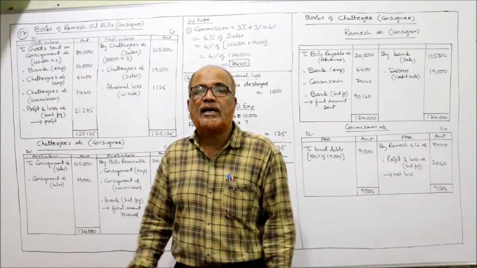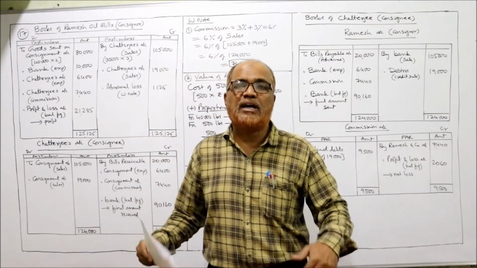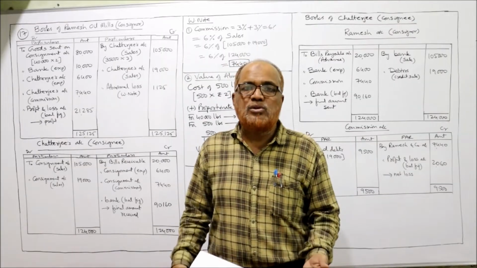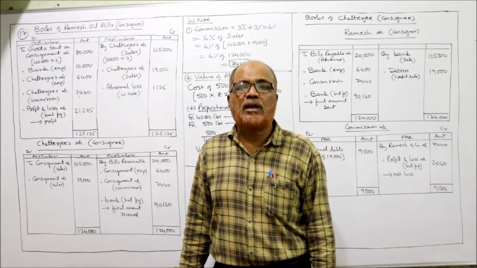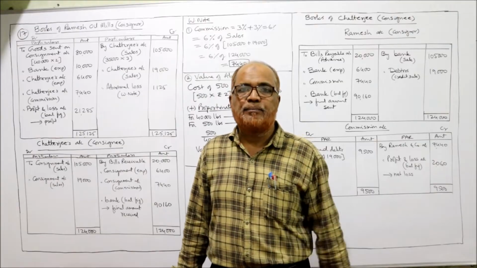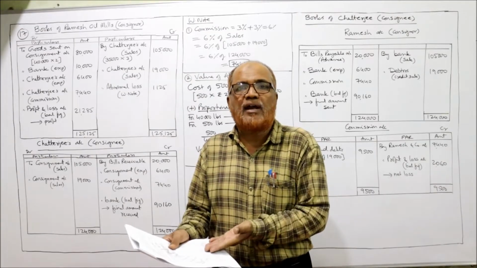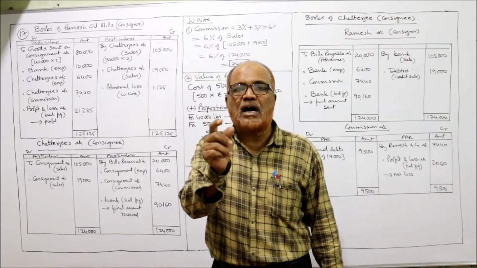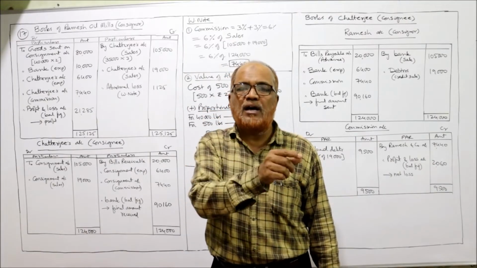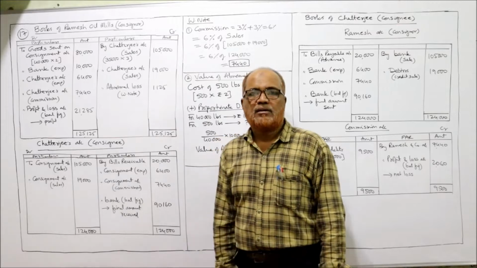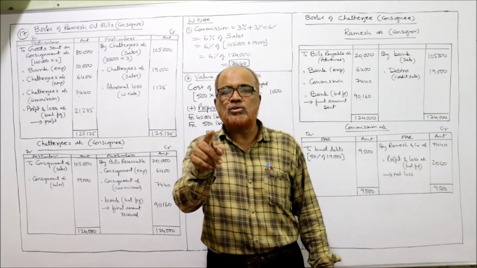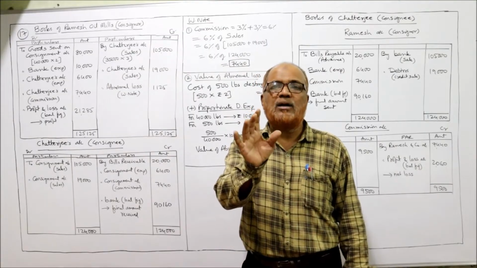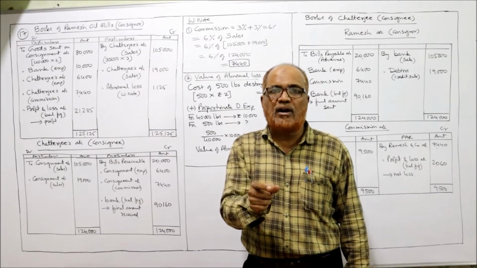But unfortunately, X and Company have become insolvent, bankrupt. So the full 19,000 rupees cannot be recovered by the consignee. Chatterjee cannot recover 19,000 because the customer has become bankrupt. Only 50 paisa in a rupee. 50 paisa in a rupee means 50%. So 19,000, 50%, you get 9,500. Only 9,500 rupees can be recovered.